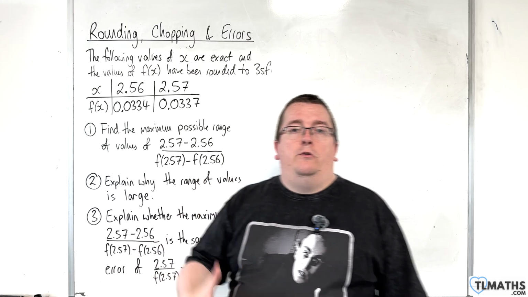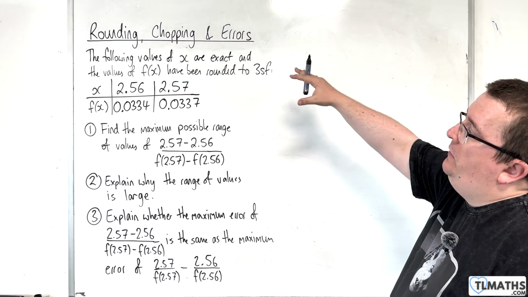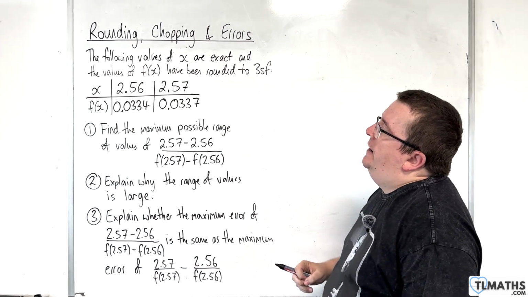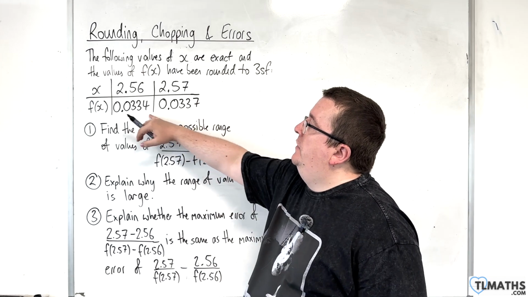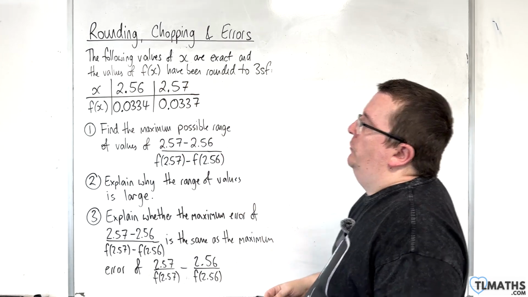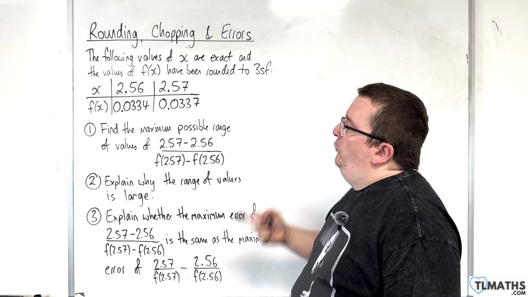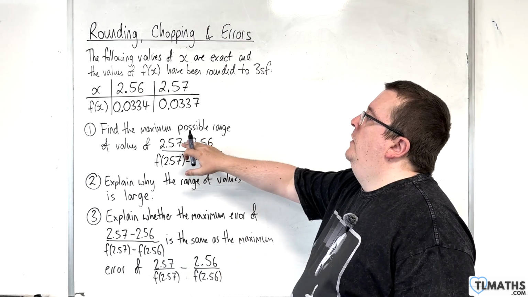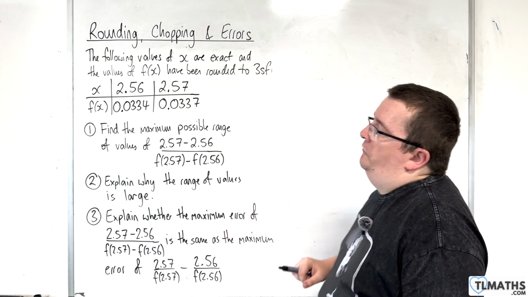So in this video, I want to go through an exam style question, and we have the following. The values of x are exact and the values of f(x) have been rounded to 3 significant figures. So we have a little table of results here. Part 1: find the maximum possible range of values of (2.57 − 2.56) over (f(2.57) − f(2.56)).